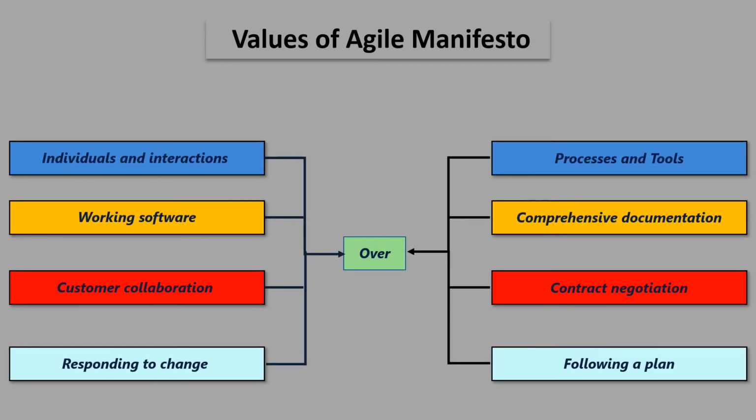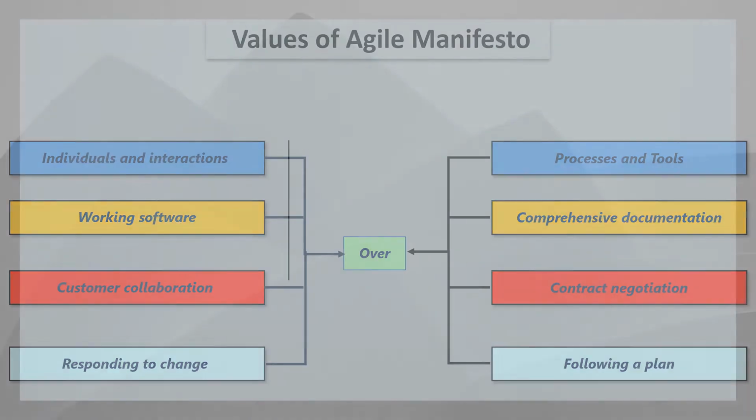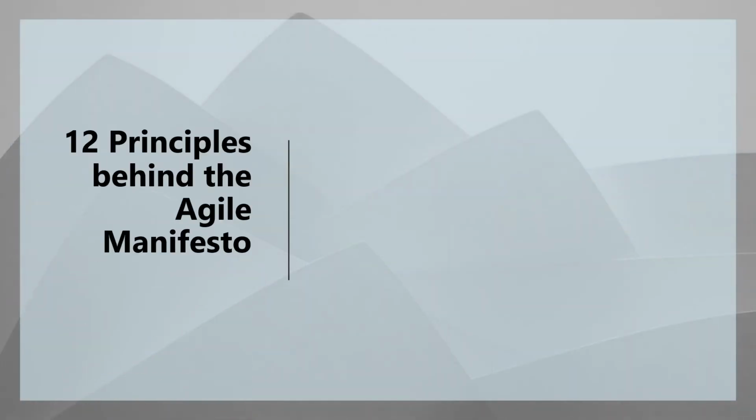Let's see the core values of the Agile Manifesto. We are uncovering better ways of developing software by doing it and helping others do it. Through this work, we have come to value individuals and interactions over processes and tools, working software over comprehensive documentation, customer collaboration over contract negotiation, responding to change over following a plan. That is, while there is value in the items on the right, we value the items on the left more.